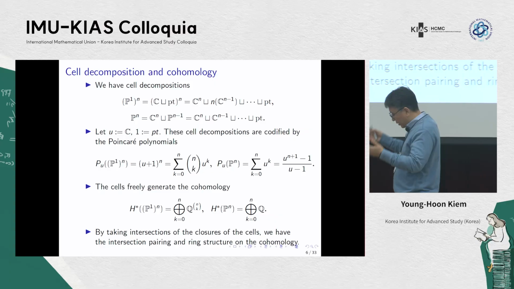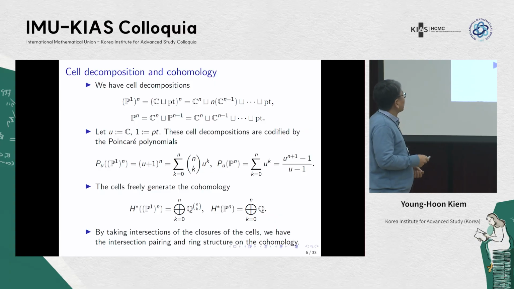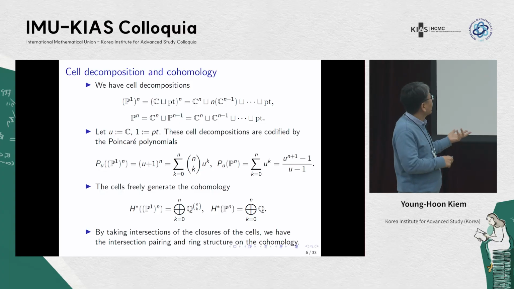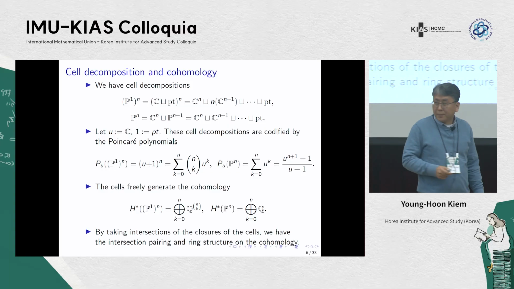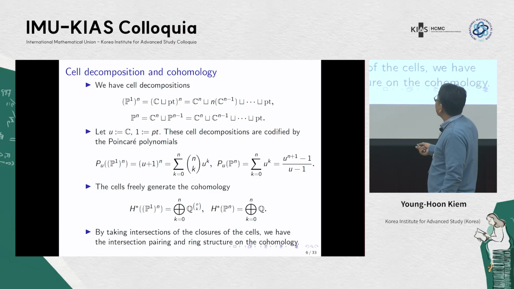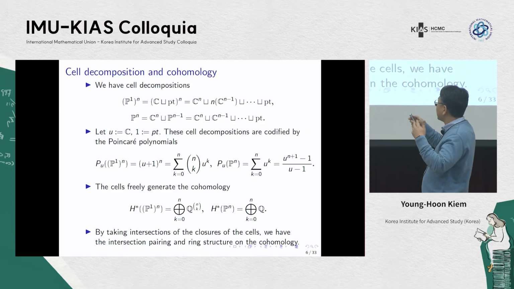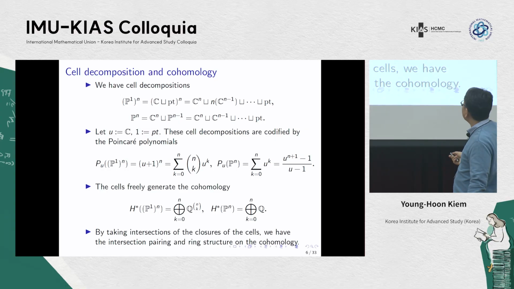So from this, you can deduce cohomology theory. This cell decomposition can be codified into a polynomial like this. Sometimes it's called the Poincare polynomial. So U denotes the complex line C, and U to the kth power means k-dimensional complex space. 1 denotes a point. Okay?